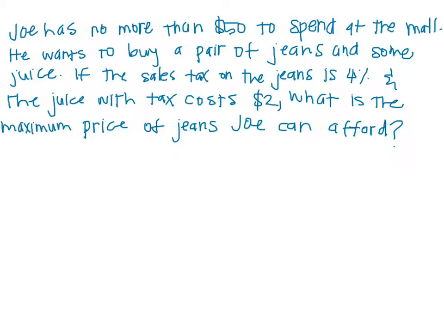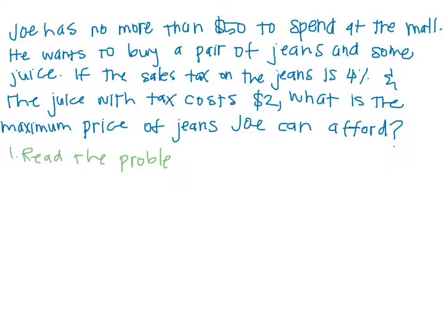My question asks me, Joe has no more than $50 to spend at the mall. He wants to buy a pair of jeans and some juice. If the sales tax on the jeans is 4% and the juice with tax costs $2, what is the maximum price of jeans Joe can afford? Now we're going to use the same process that we used when we were writing linear equations earlier this week. The first step was to read the problem, so let's read the problem again.